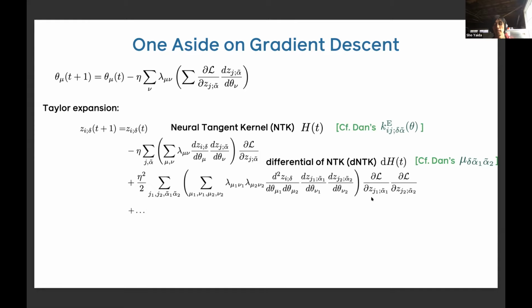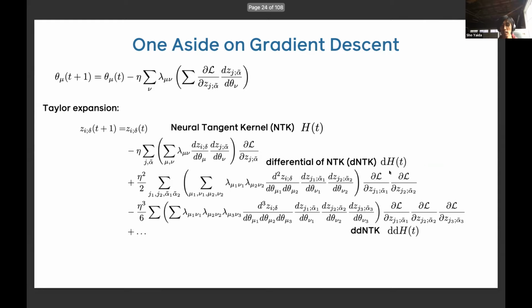This is something called the meta kernel in his talk, this mu delta alpha one alpha two. And in the context of neural networks, I'm going to call it the differential of NTK, because this is the one that drives the change in the NTK. That's pretty straightforward naming. And as Byron pointed out, the NTK starts to evolve if you include this term. If you truncate it here, then this dNTK wouldn't evolve.